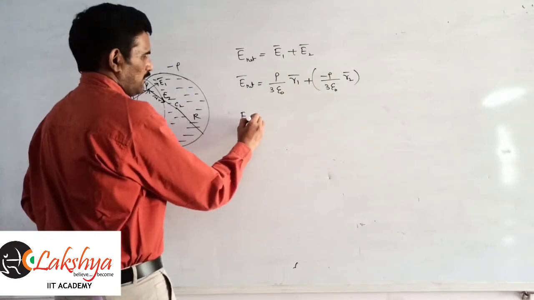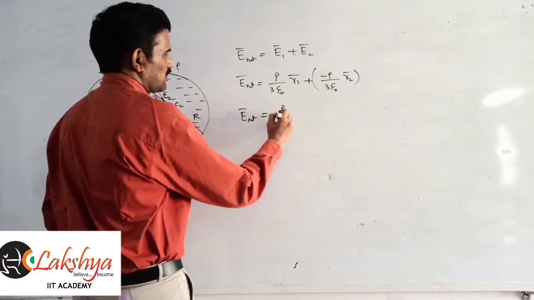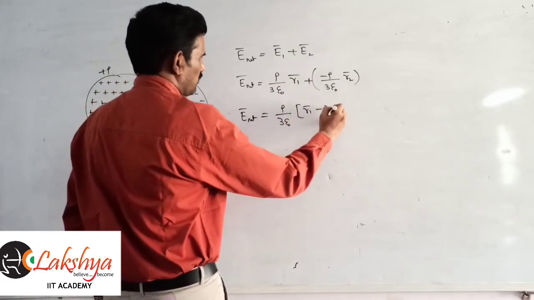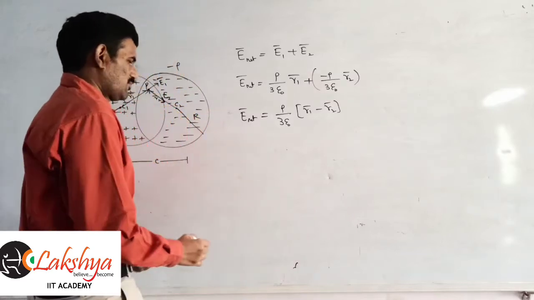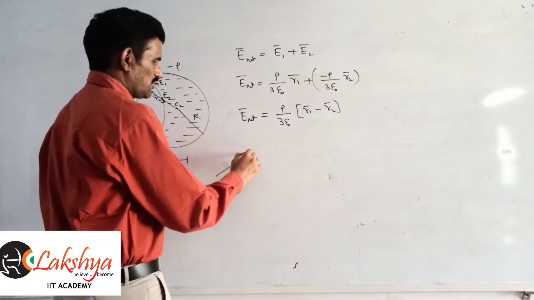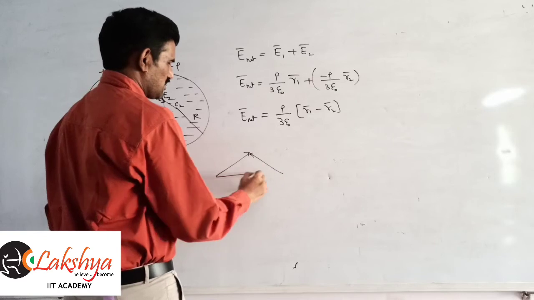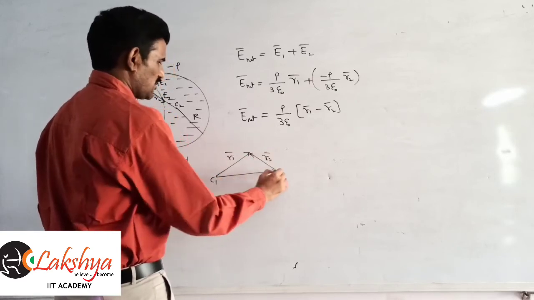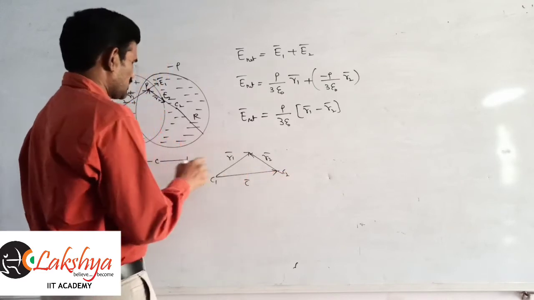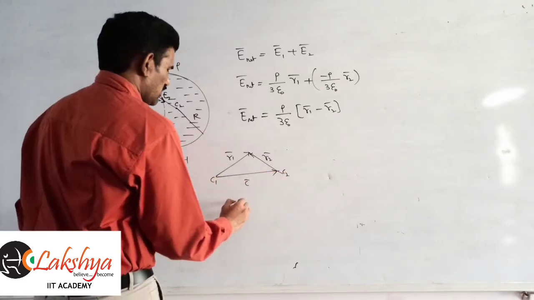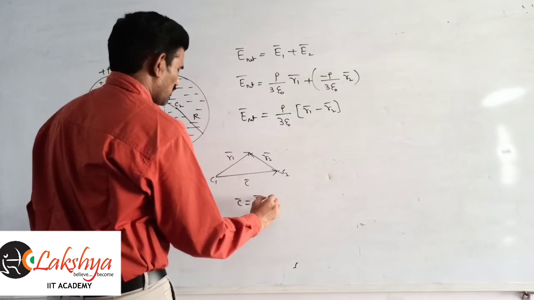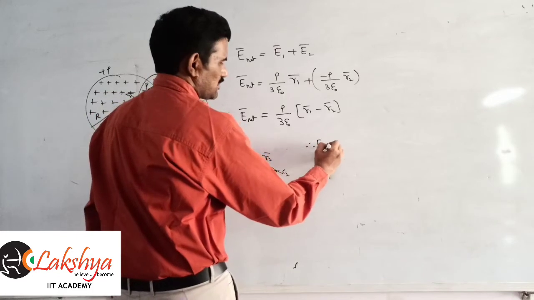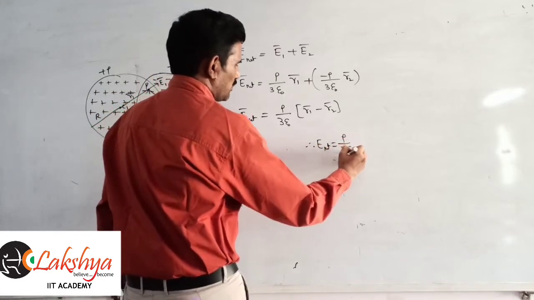Therefore the net electric field, again rho by 3 epsilon naught taken common, then R1 bar minus R2 bar. And we know this calculation very well: R2 bar minus R1 bar is nothing but C bar, where this is R1 bar and R2 bar, and this is C1 and C2, and C bar is the distance between those two centers. Therefore that C bar we can write as R1 bar minus R2 bar. Therefore the net electric field we can write as rho by 3 epsilon naught into C bar.